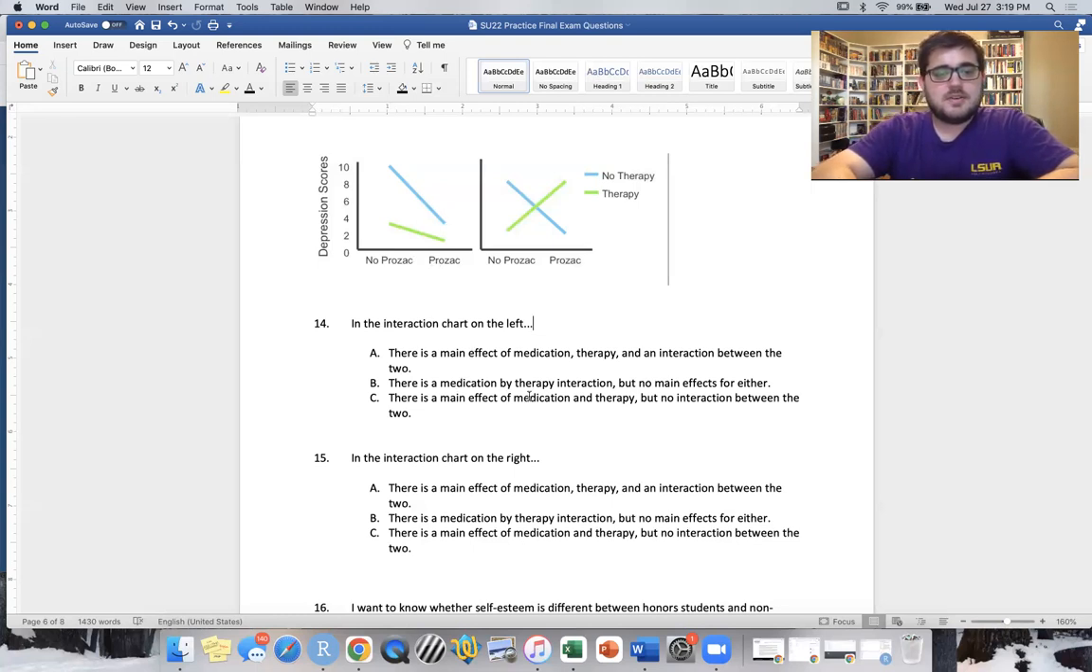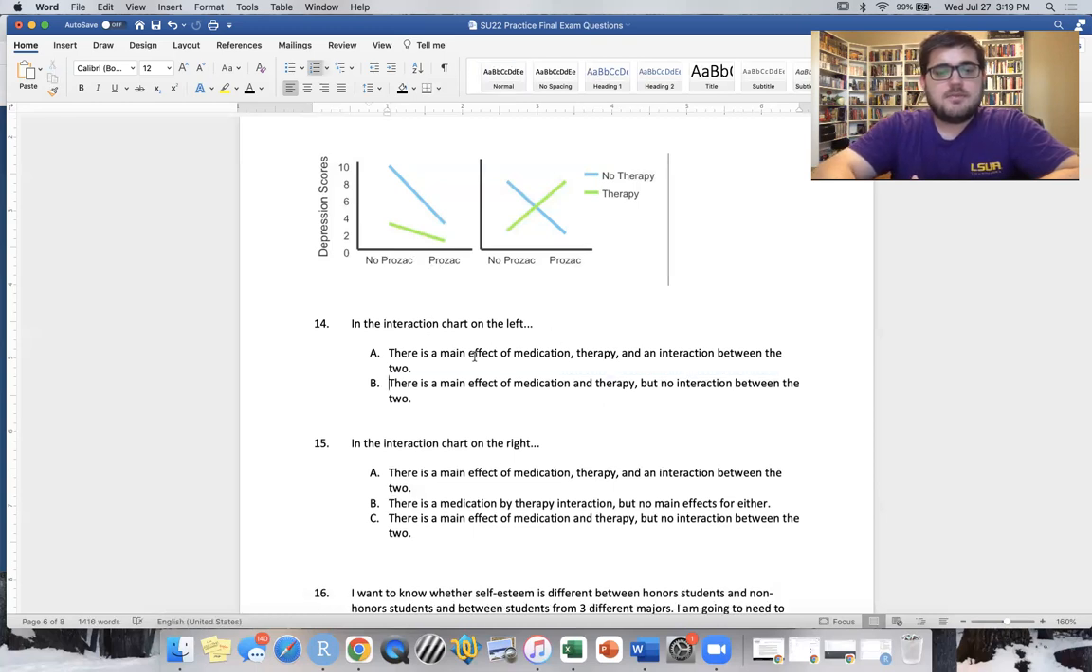So let's see, there is an interaction, but no main effects. That's not it. There's a main effect of therapy, and an interaction. I think that's it. Yeah. So both main effects and an interaction. Number 15 is basically the same question. I think the options are the same, but we've changed the data.